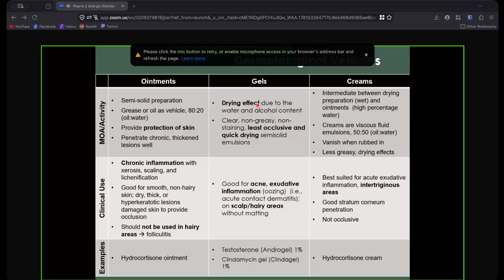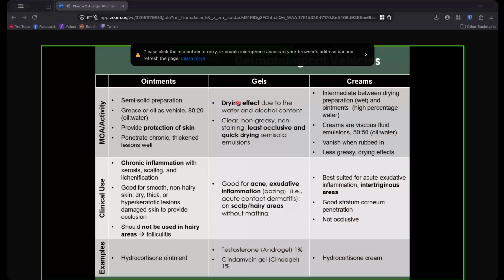So when I think of a gel, I just think of something that goes on clear and thin and does not cause an appearance to the skin that a person may not want, like an adverse appearance. So good for acne, inflammation, because remember we said that if something was wet, we want to dry it.